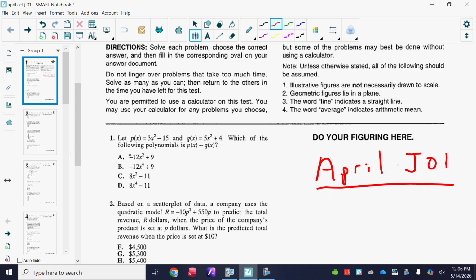Which of the following polynomials is p(x) plus q(x)? Well, you just add them. 3x squared minus 15 and 5x squared plus 4 makes what? 8x squared minus 11. Correct answer, C.